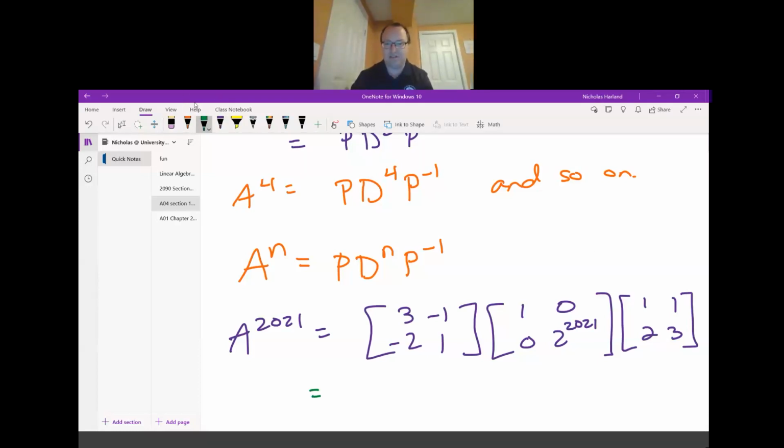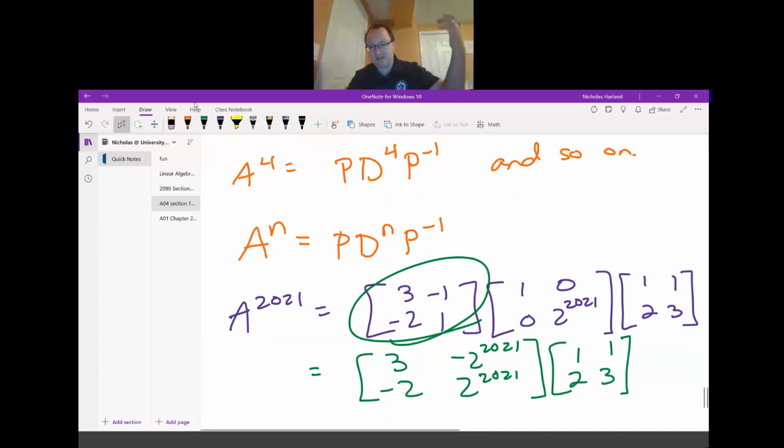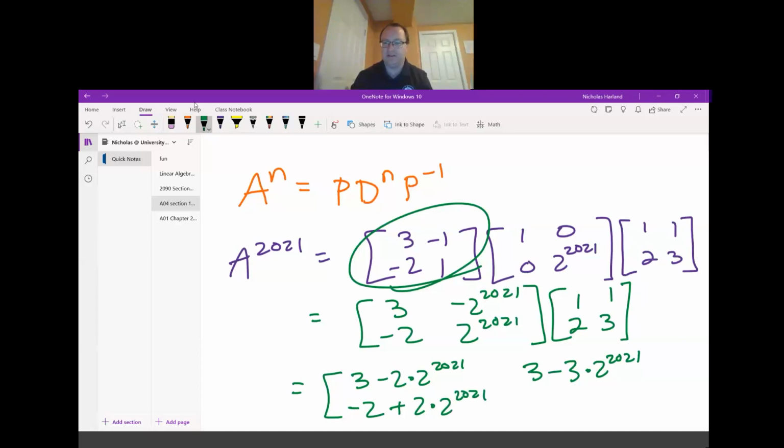So we could finish this off. Let's just finish this off. So this would be 3, negative 2 to the 2021, negative 2, 2 to the 2021. What is it? That's P right there. How did we get D? Same thing. So this would be 3 minus 2 times 2 to the 2021, 3 minus 3 times 2 to the 2021, plus 2 times 2 to the 2021. And same thing for the last.